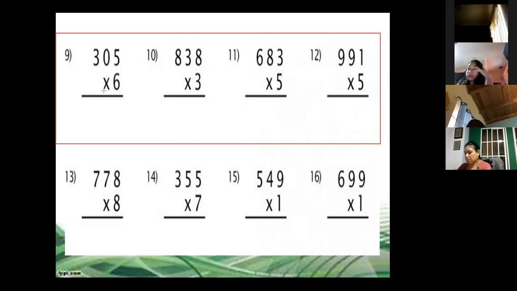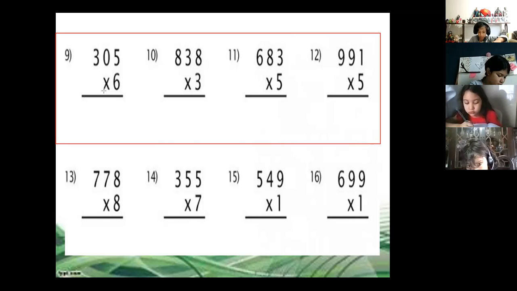Copy from 9 to 12 and solve it. Right now, just these 4, and solve by yourself.